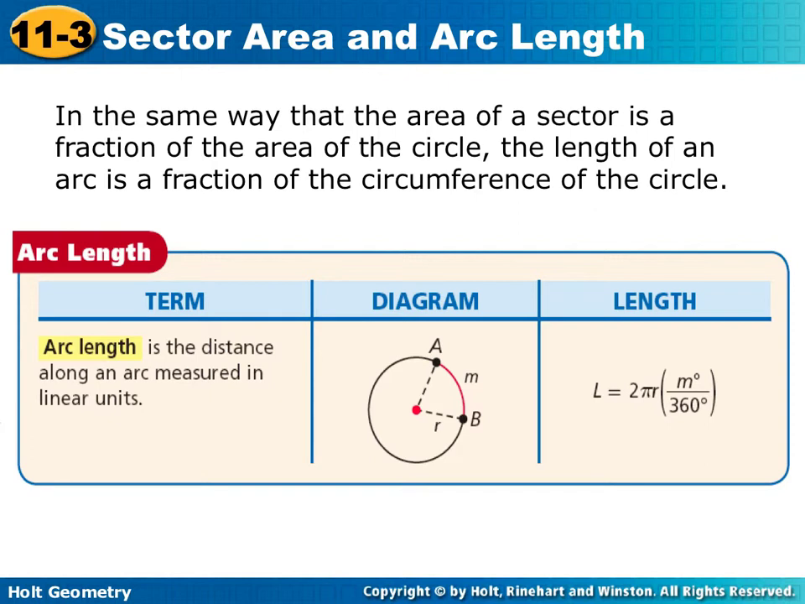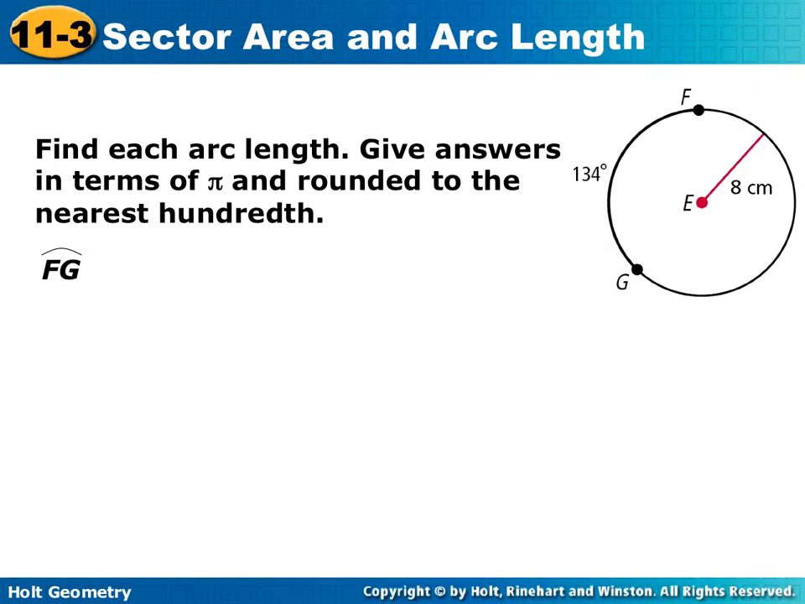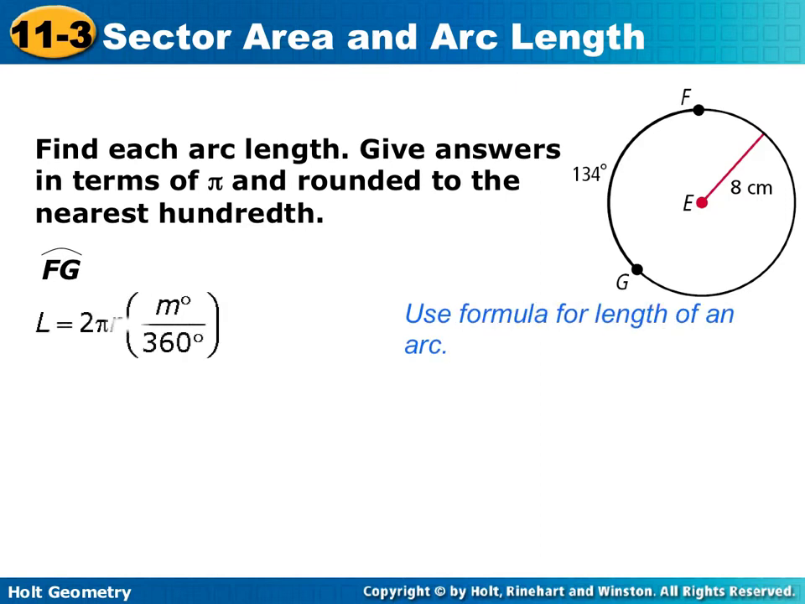Let's do a few samples. Find the length of arc FG. Now, is FG the minor arc or the major arc? Minor because it has 2 letters there. Okay, so the length of the arc, give answers in terms of pi and rounded. So we're going to do the circumference, 2 pi r, radius is 8, times 134 over 360. I don't think that fraction reduces very nicely. In terms of pi, and then multiply to get a final decimal.